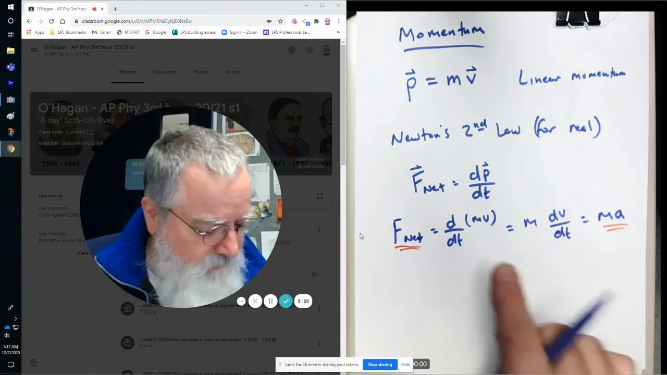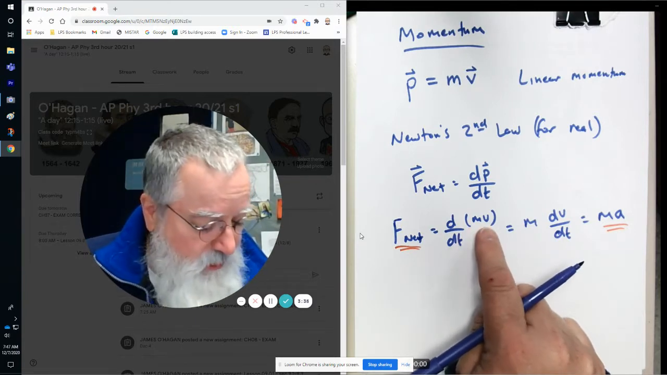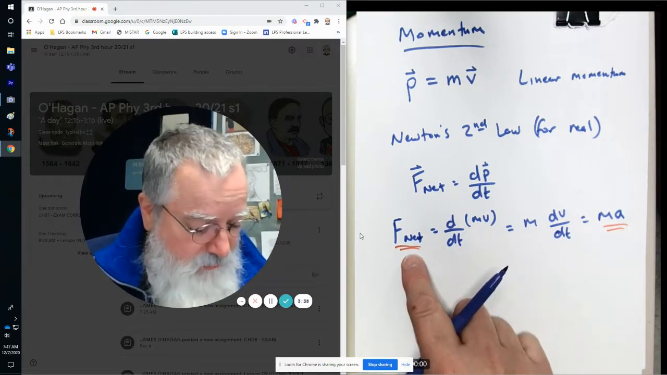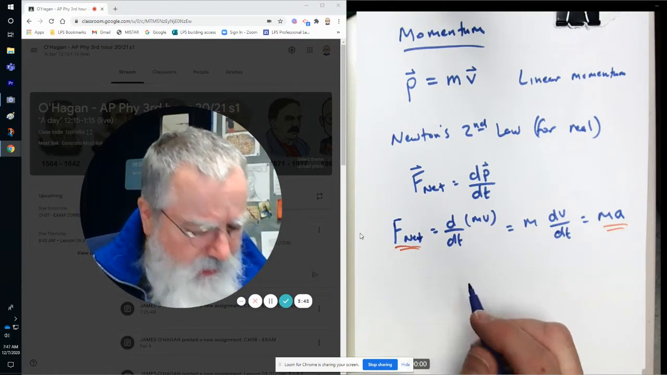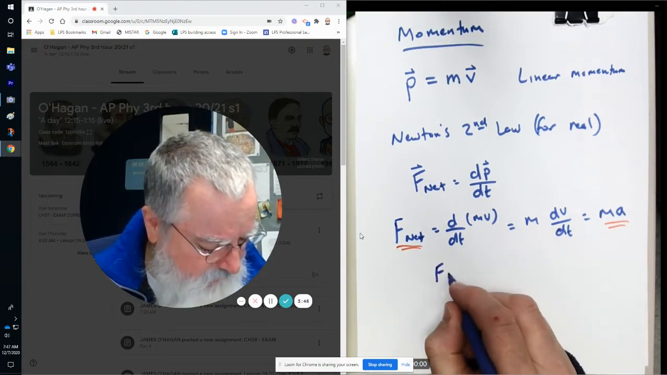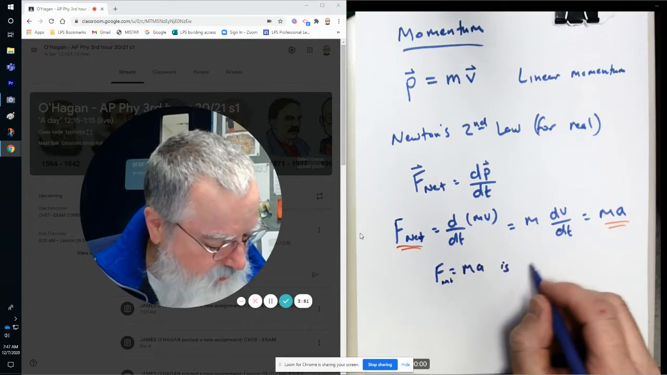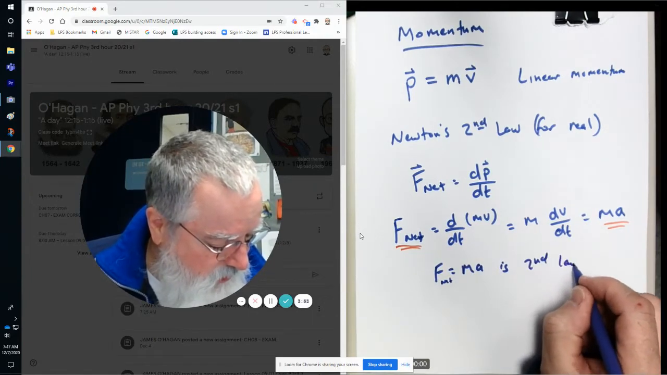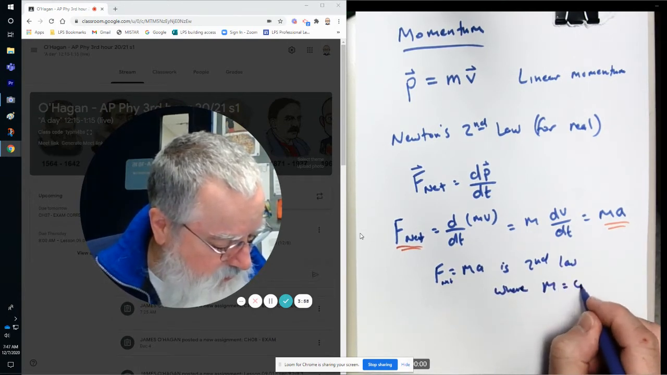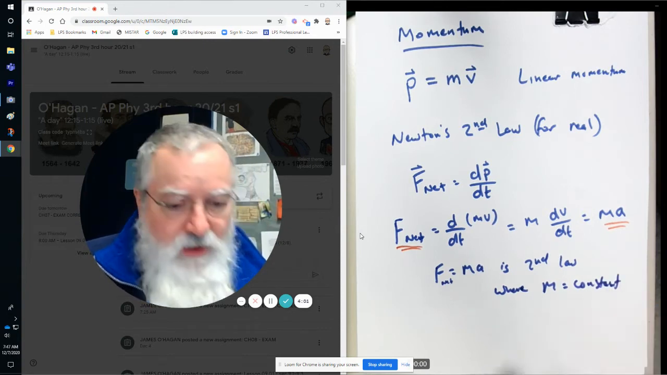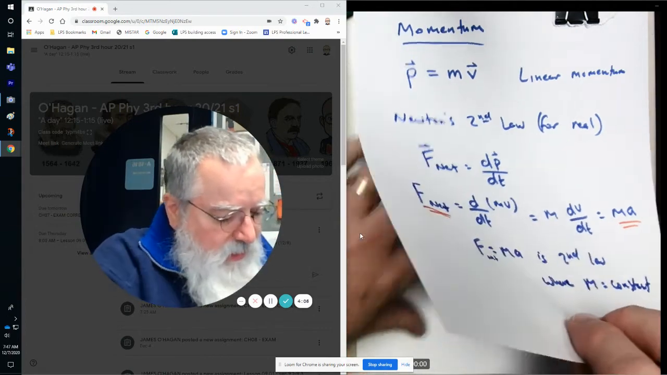You could have the mass actually changing, so some time rate of change of mass. You could have the velocity changing, or you could have them both changing, and a net force is required to do any of those kind of things. Anyway, so let's do this. F net, N-E-T, equals m a is second law where mass is constant. All right. Anyway, so there we go. That's momentum. We're not quite done yet.